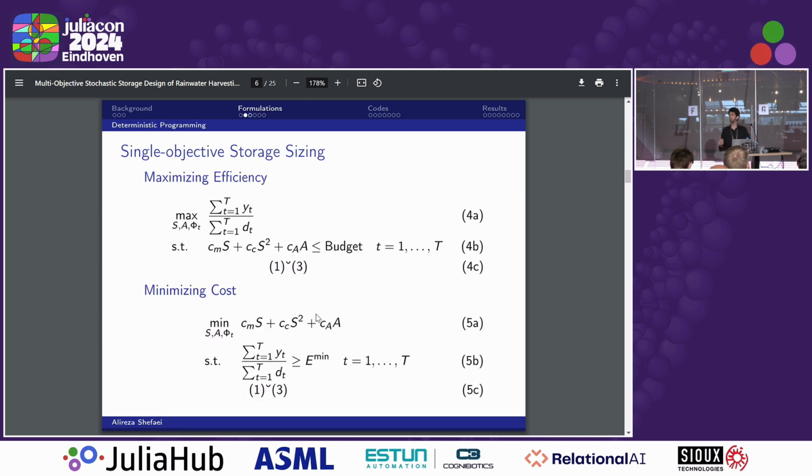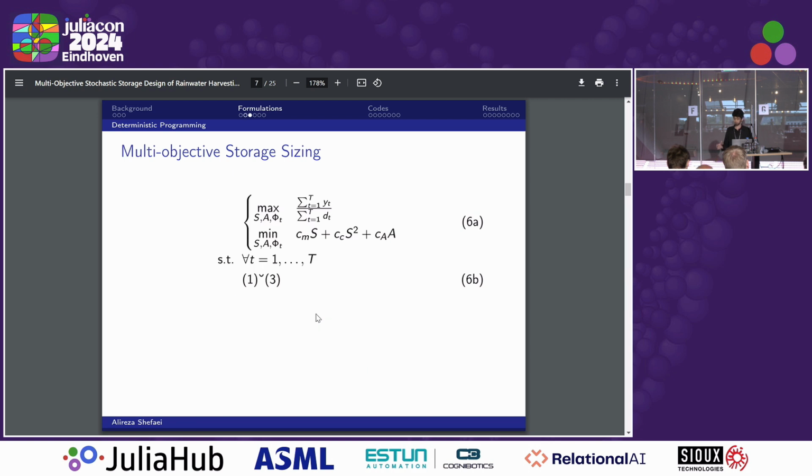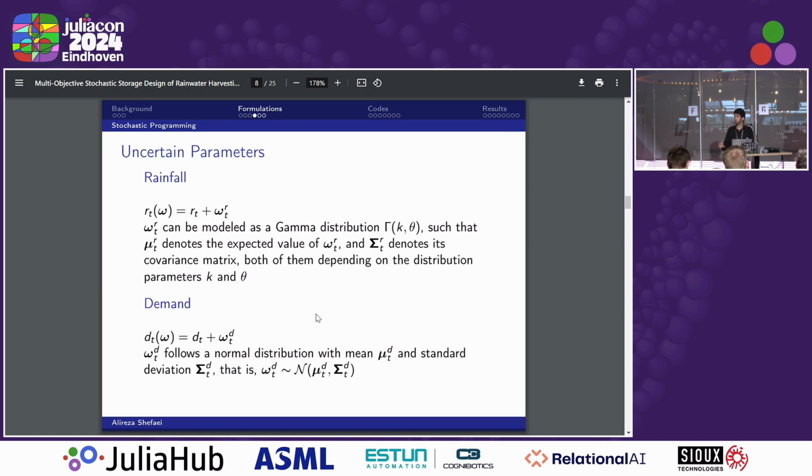And then we formulate the problem in single objective options by maximizing the efficiency, which is defined as the outflow from the tank to the network over the demand of the network, by considering the budget on the cost, and also from the other perspective, minimizing the cost of planning by considering a minimum efficiency for the system. And also we can formulate the problem as a multi-objective by considering both of the objectives simultaneously.